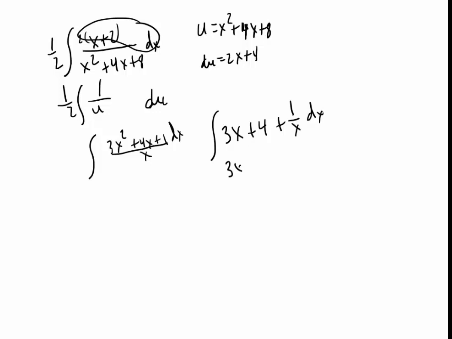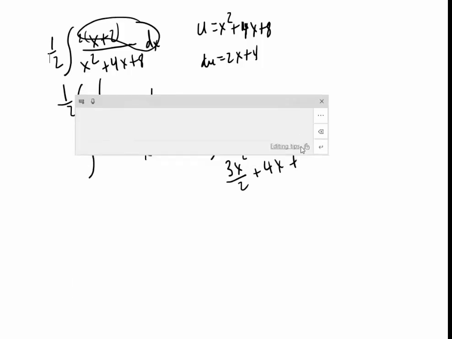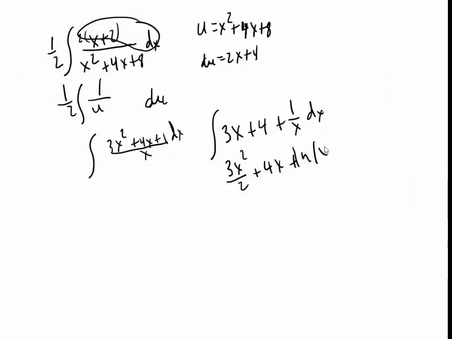So the integral would be 3x squared over 2. Integral of 4 is 4x. Integral of 1 over x is ln absolute value of x, plus c.